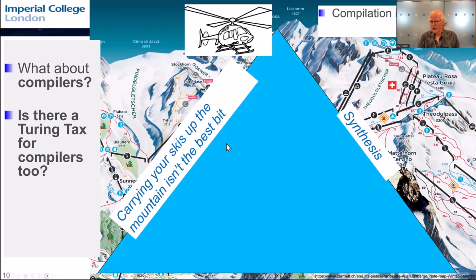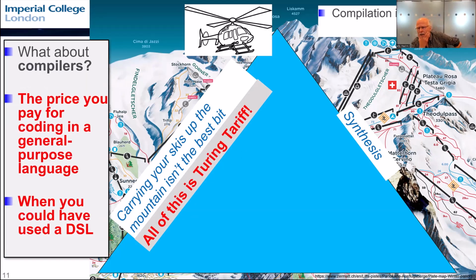So carrying your skis up the hill is not the best bit of a skiing holiday. I would argue it's kind of Turing tax or Turing tariff or whatever. It's the price you pay for coding in a general purpose programming language, instead of using a DSL that gives you the helicopter ride. And I'm being provocative here because we usually think that coding in a low-level language is the way to performance. And it kind of is, if you're prepared to put the work in.